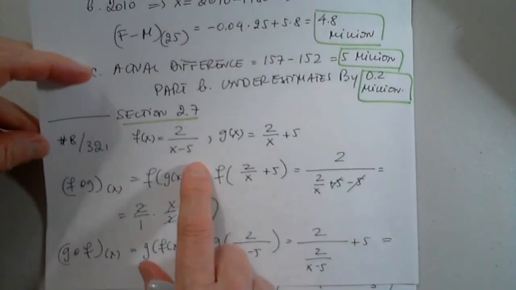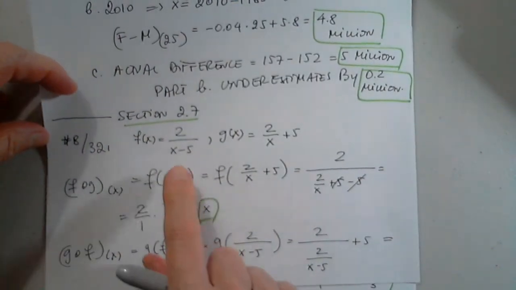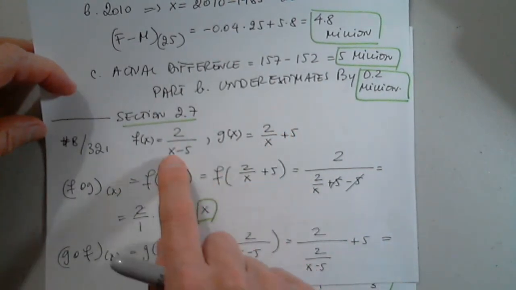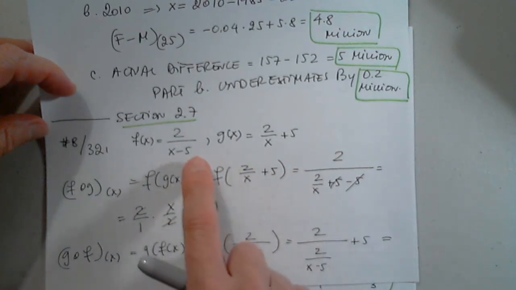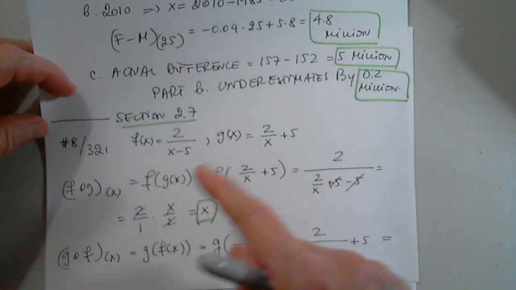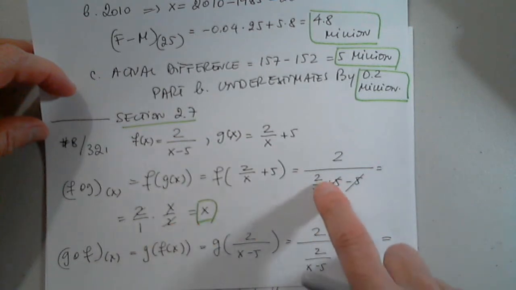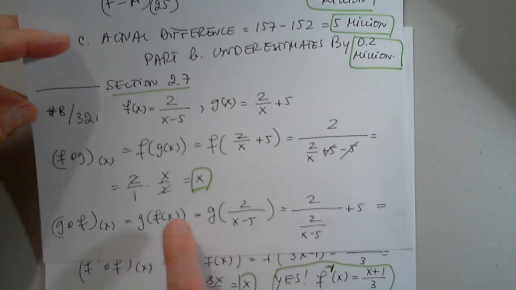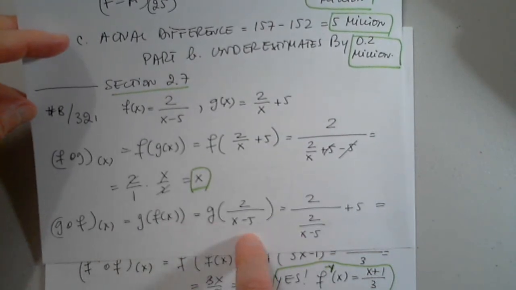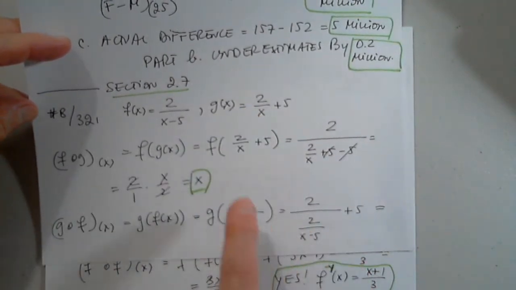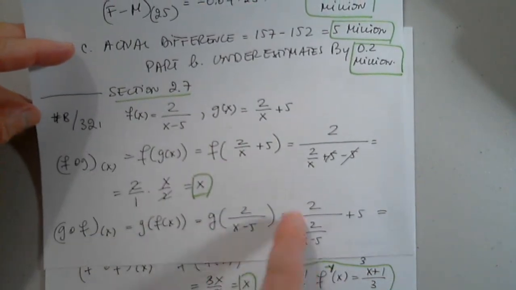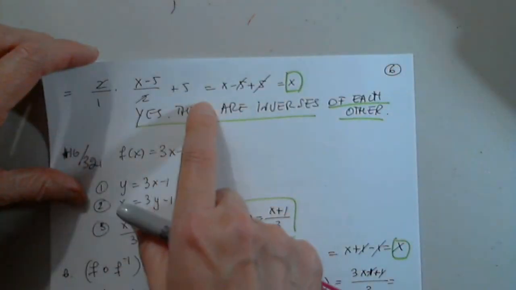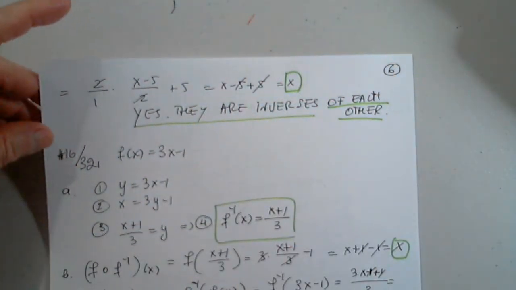0.2. Section 2.7, when I plug in f of g of x, when I plug in g of x, I have 2 over this minus 5. I simplify, I flip because this is 2 over 1, and I have 2 over x, which is x over 2, and I get x. Similarly, g comma f, I plug in f this time in g, so I have 2 over f, which is this, and plus 5. I have to flip here. I simplify and plus 5 and I get x. Yes, they are inverses of each other.